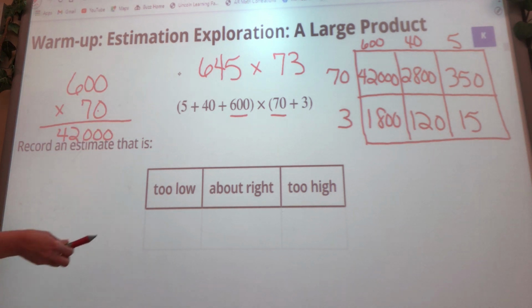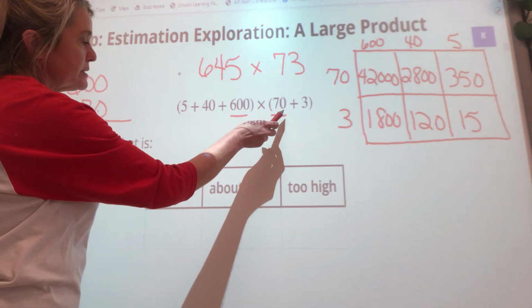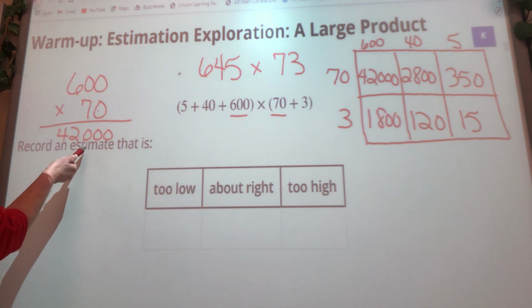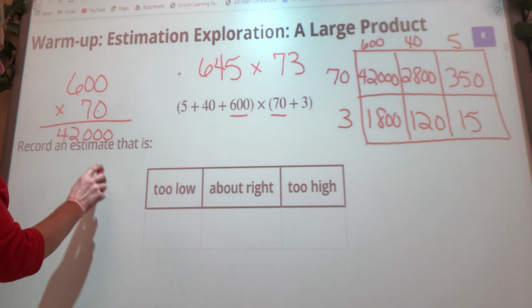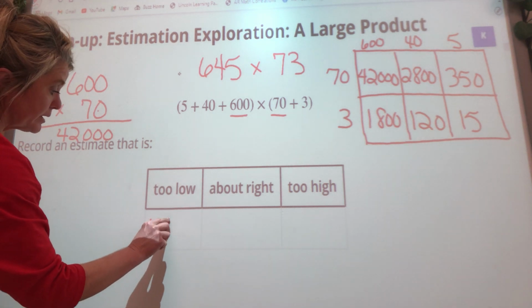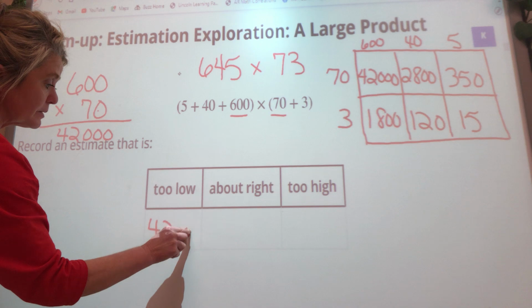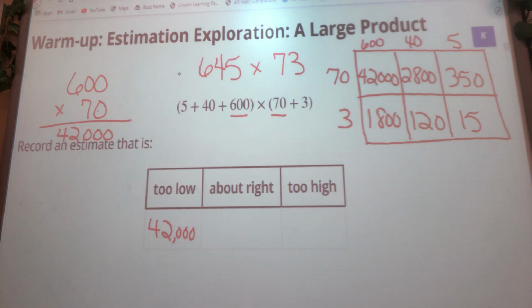Okay, so now 600 times 70 is 42,000, and then I have some more numbers in there. I know 42,000 is too low, isn't it? Because I have some other numbers in there with it. Okay?